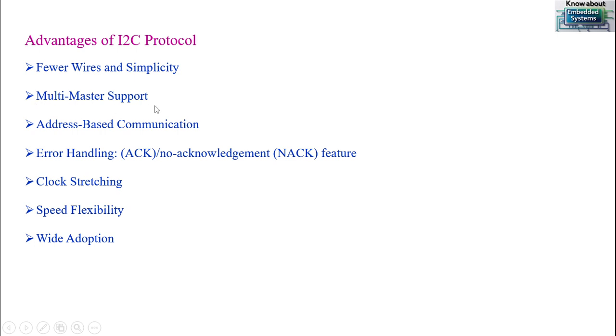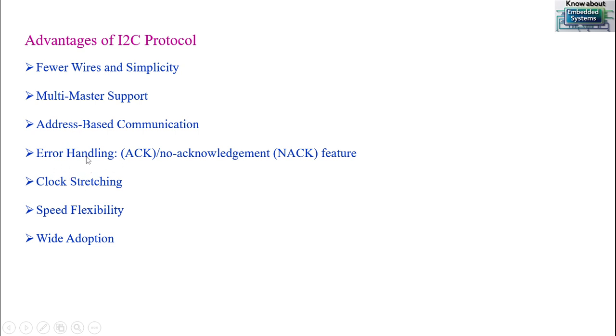And multiple master and multiple slave. So using 2 lines, we can connect multiple slaves and multiple masters. That is the second advantage of your I2C protocol. Third advantage is address-based communication. I already told you I2C will support 2 types of addressing mechanisms. One is 7-bit addressing and one is 10-bit addressing. This is also one of the advantage.